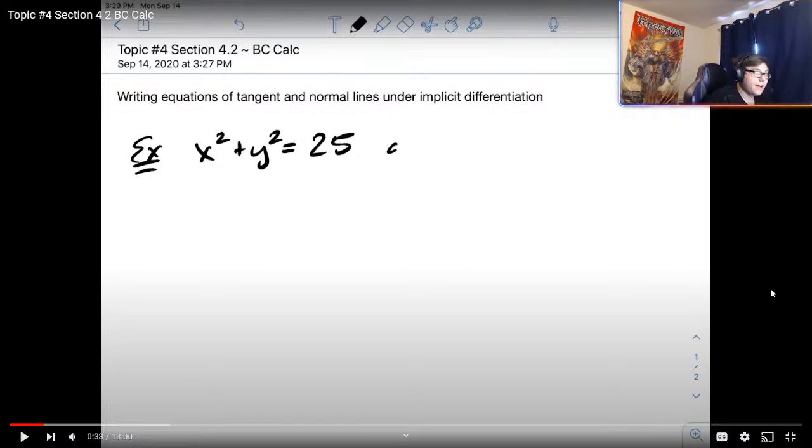I thought I was going to say 1. I was like, I know how to do this. God damn it. X squared plus y squared is equal to 25.